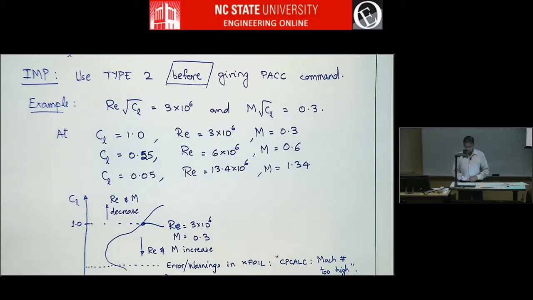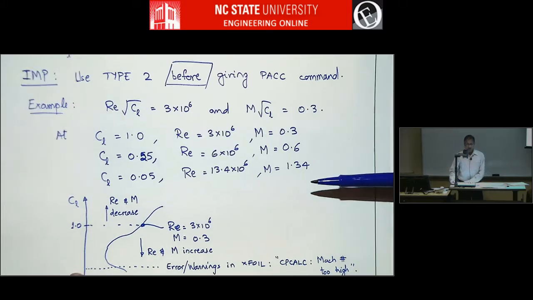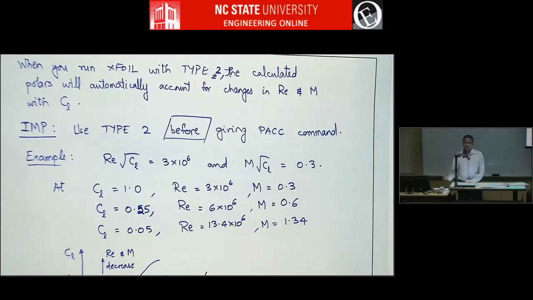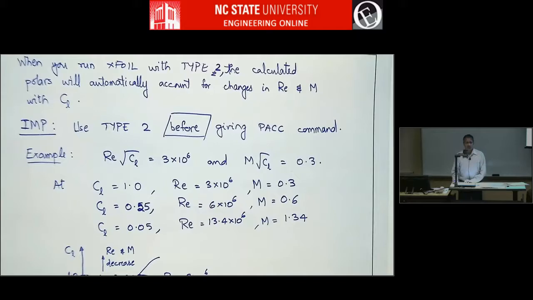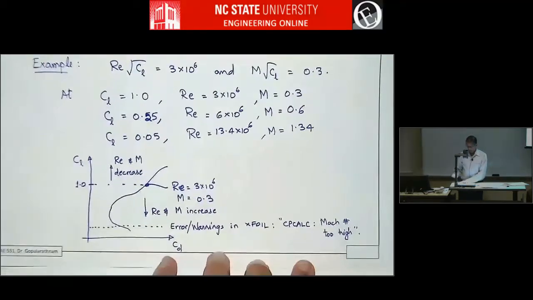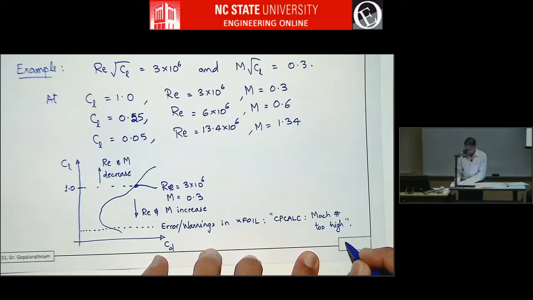But this is what can happen when you go to very low CLs. You're violating these approximations of level flight or rectilinear flight approximation. The airplane is in a dive. It's usually way beyond what we are interested in.